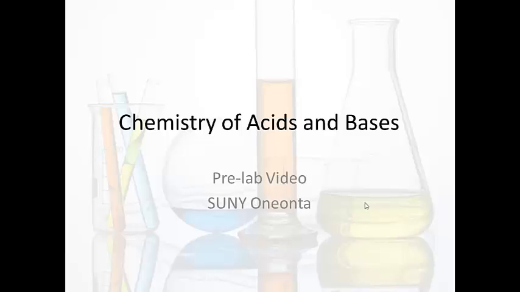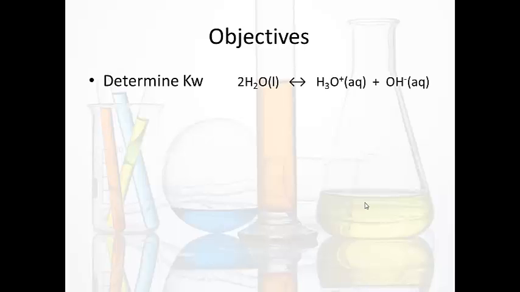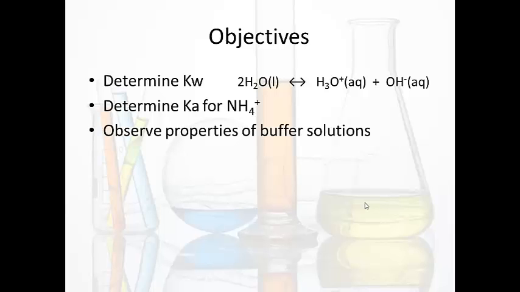This is your pre-lab video for the chemistry of acids and bases. Our objectives for this lab are several-fold. The first of which is to determine experimentally Kw, which is our equilibrium constant for the autoionization of water. We'll also be determining the Ka for the ammonium ion.